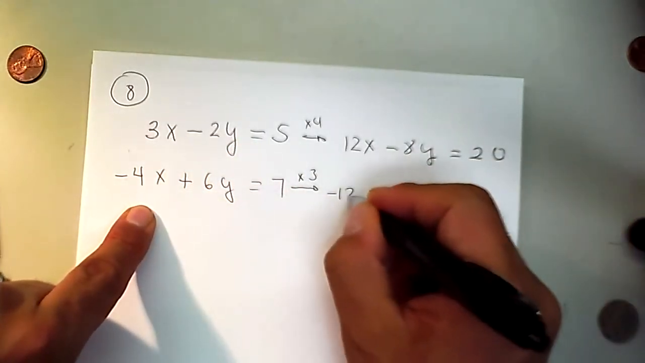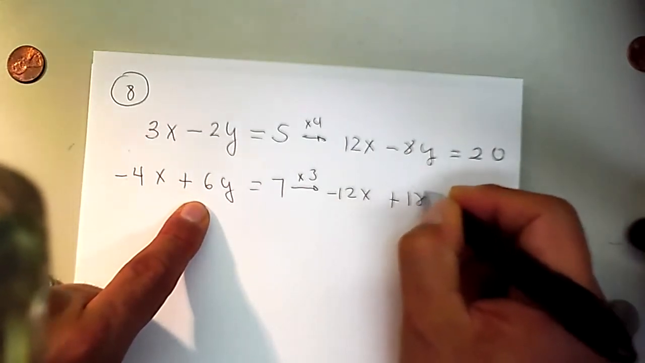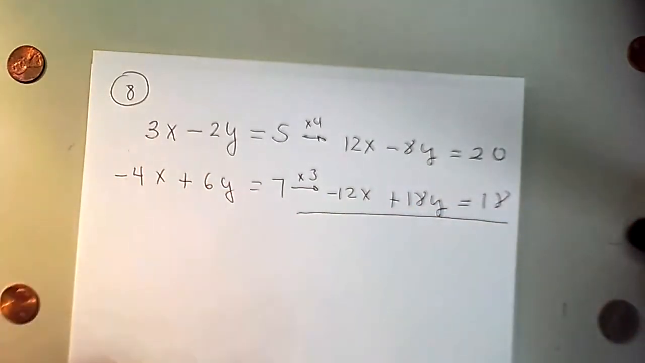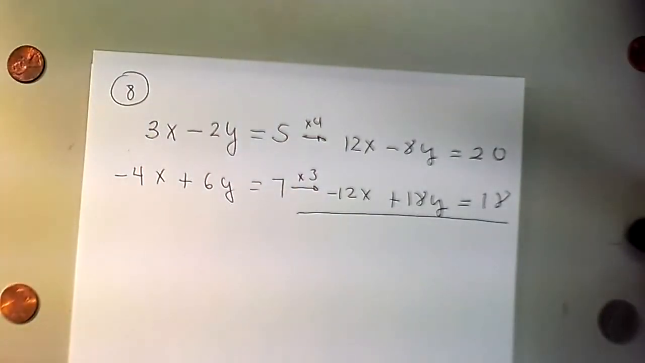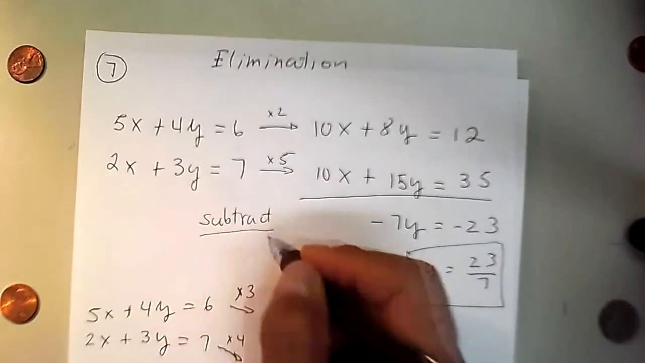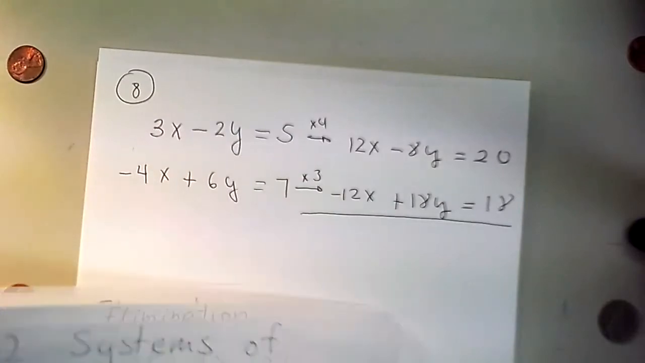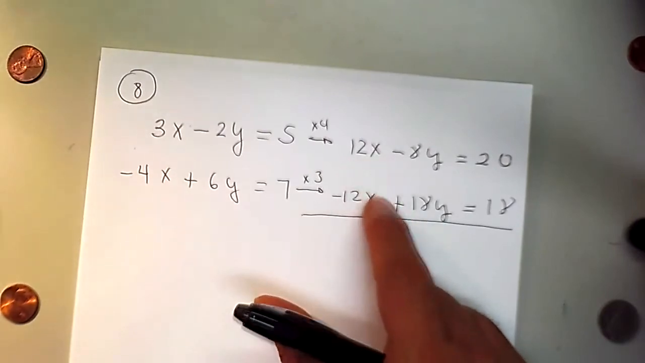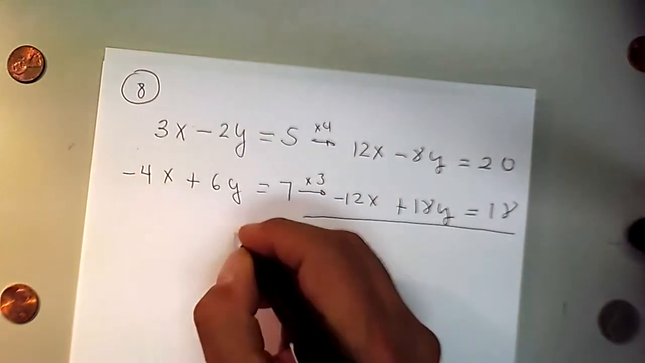So negative 12x plus 18y equals 18. And then you're going to say, okay, so now we're going to add, rather, we're going to subtract this minus this, because that's what we did in the previous example. We subtracted, and that's the way we got rid of the 10x and the 10x. Well, if we subtract, we're not going to get rid of the 12x, because this minus negative 12 is going to give us positive 24. So instead, we're going to add.